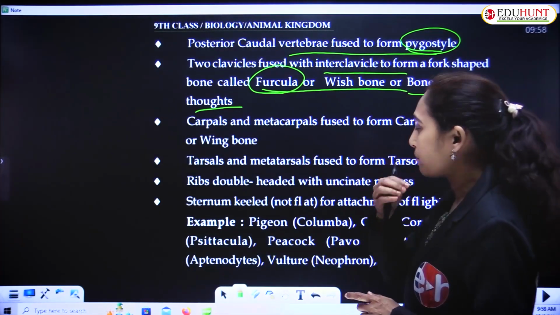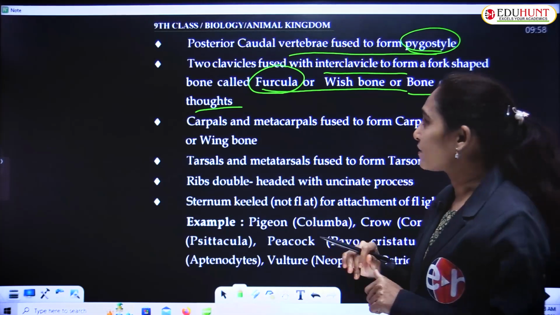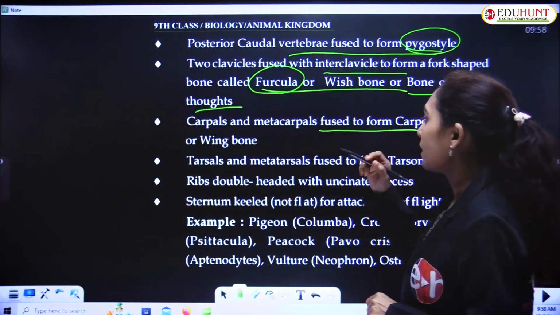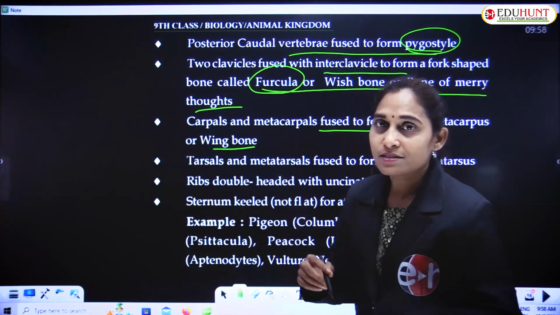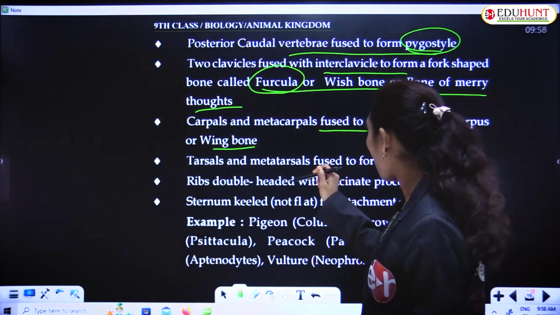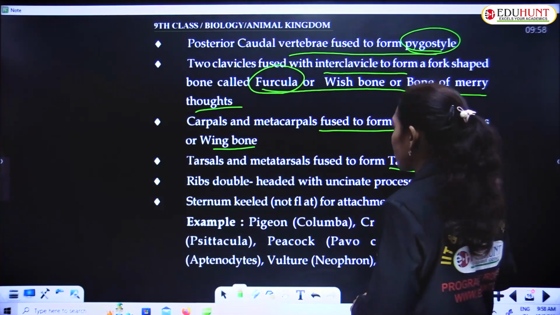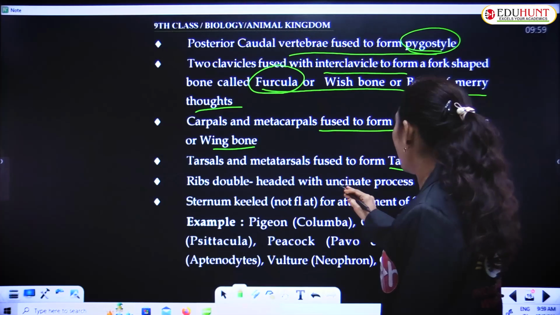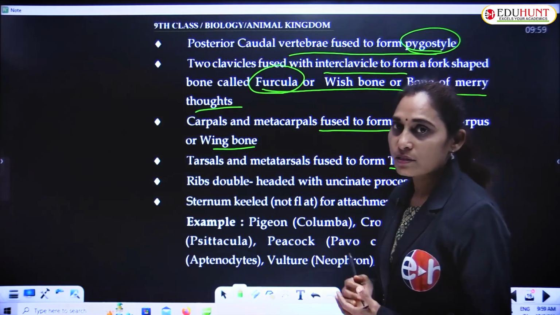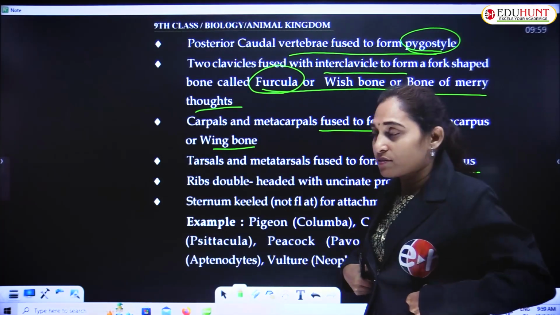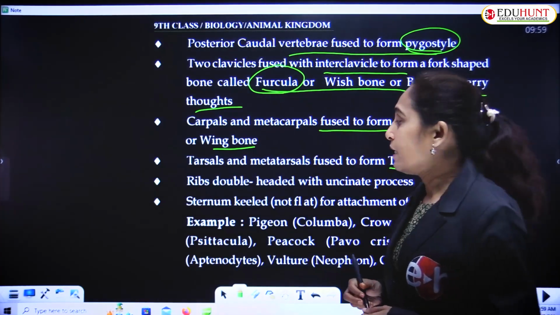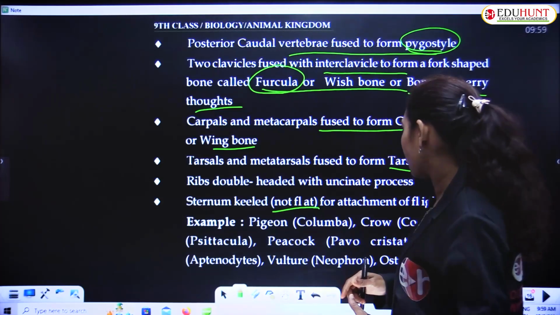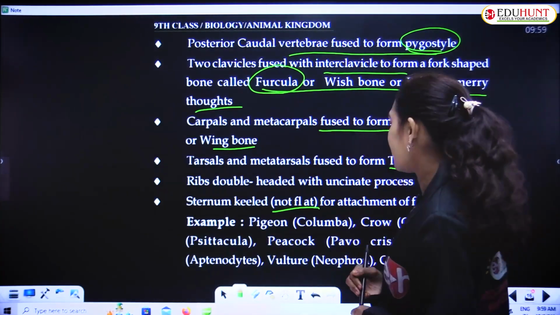And carpals and metacarpals, these are the digits. Carpals and metacarpals fuse to form the carpo-metacarpus or wing bone, and tarsals and metatarsals also fuse to form tarso-metatarsus. And ribs are double-headed with uncinate process, and the sternum is keeled, that is they are not flat, they have a keel for attachment of flight muscles.